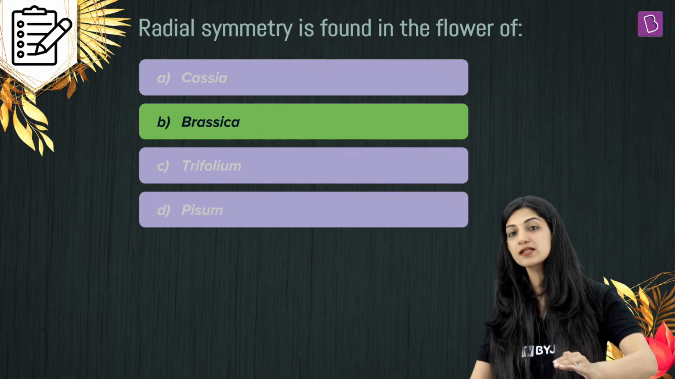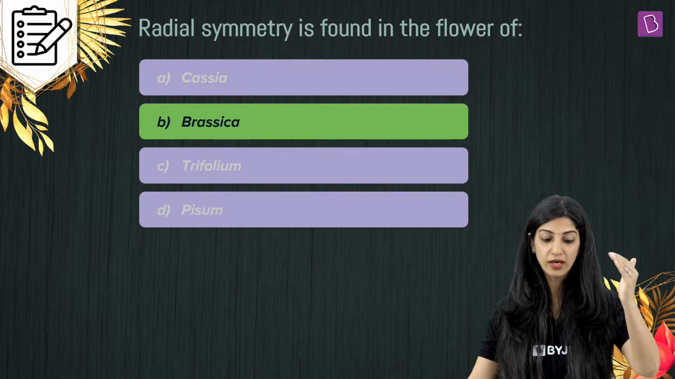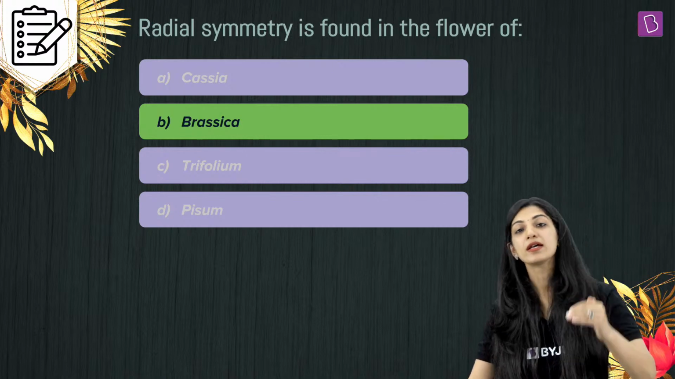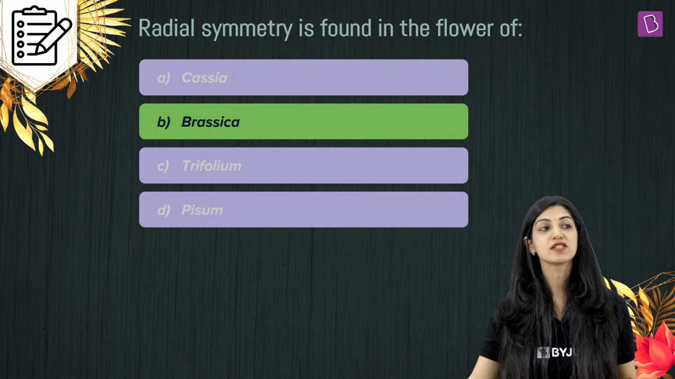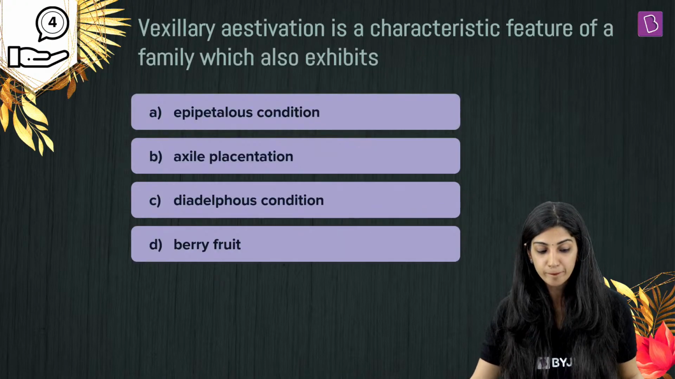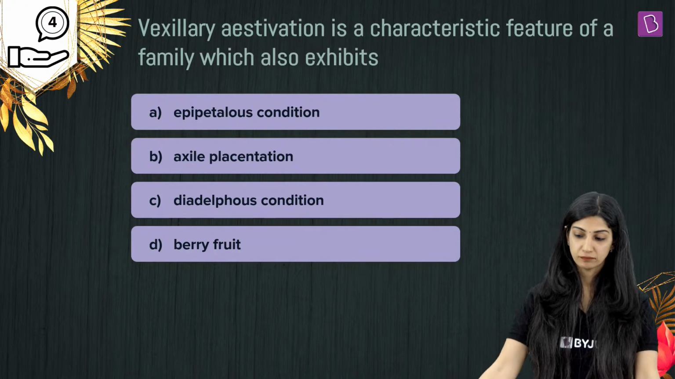Now, radial symmetry किसमें है? क्या केसिया में है? क्या ट्राइफोलियम में है? क्या पाइसम सेटाइवम में है? नहीं है. ब्रासिका स्पीशीज ब्रासिकेसी फैमिली में है. Fourth question.